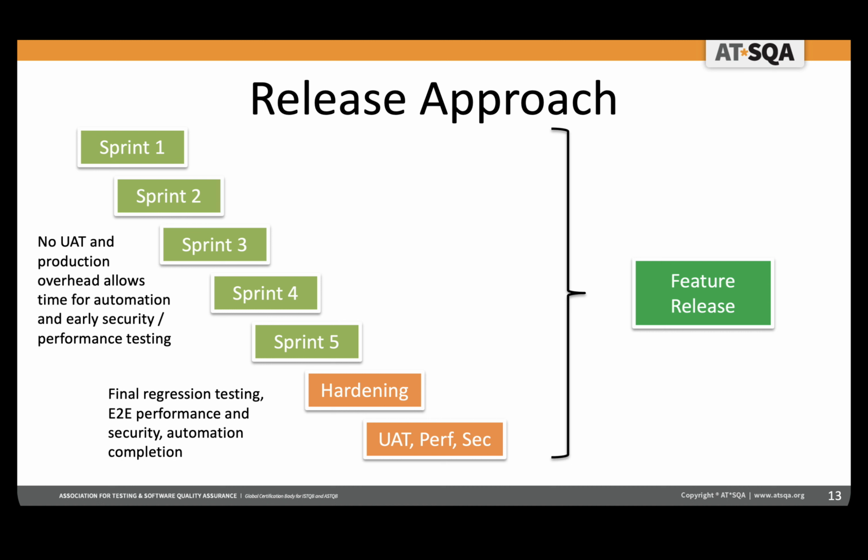Now, you're going to say, okay, well, isn't this going to take the same amount of time? No, because it's controlled. So this way I can say I've got 10 weeks of development sprints, a 2-week or 3-week hardening sprint, and another week for UAT, performance, and security. I can define this up front.